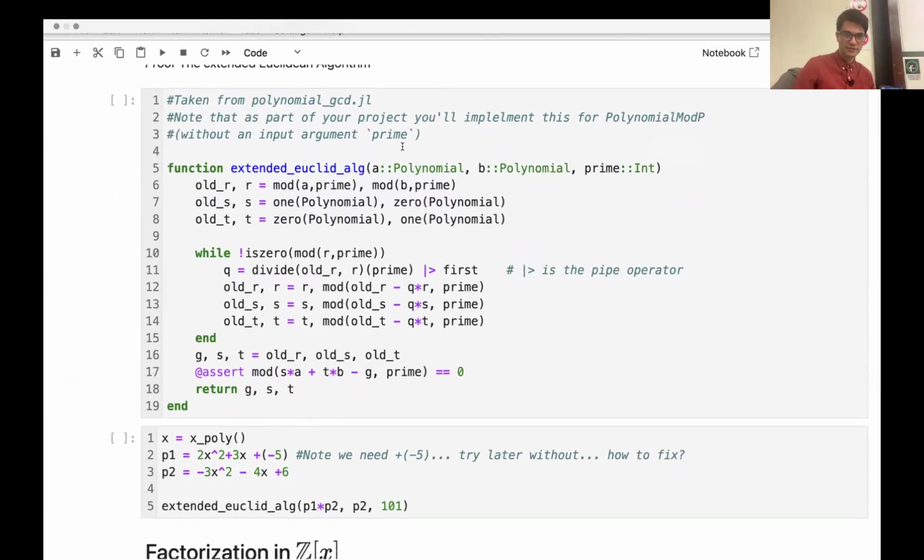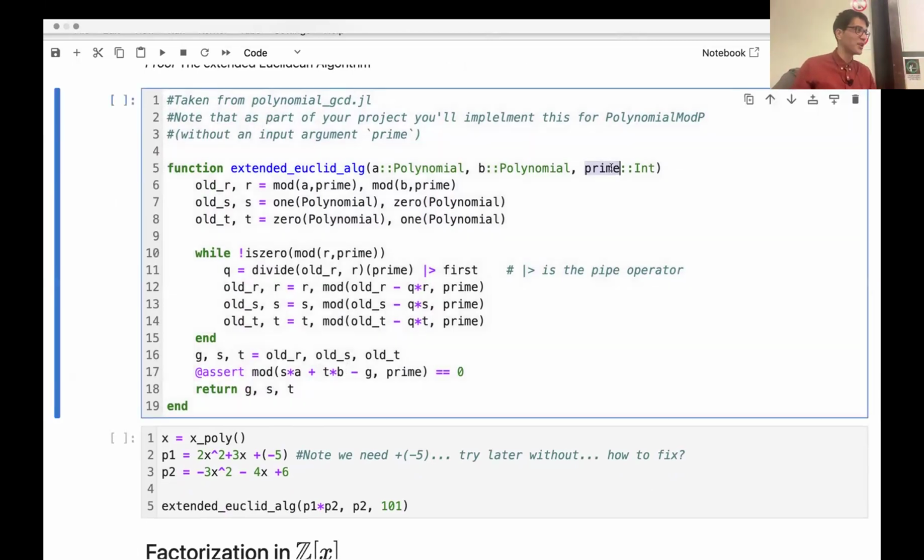I don't think this is actually part of your material, these may be old notes for students of the past. But notice this one requires that you give it a prime. We could have done it the other way. I don't know why we didn't. It's just how the interface ended up working.